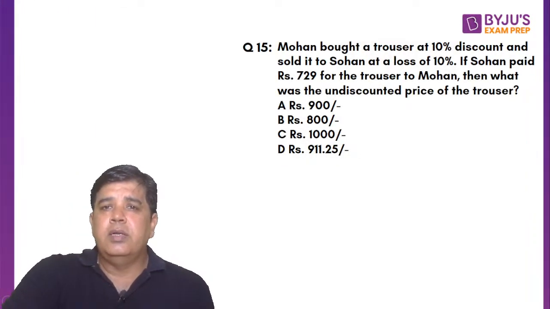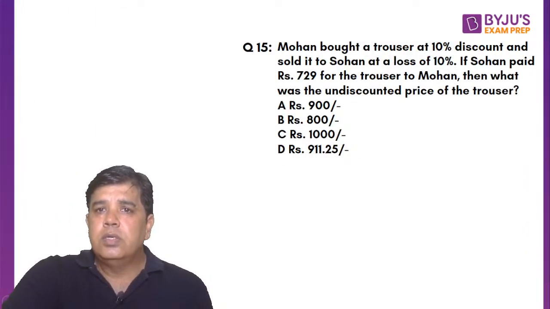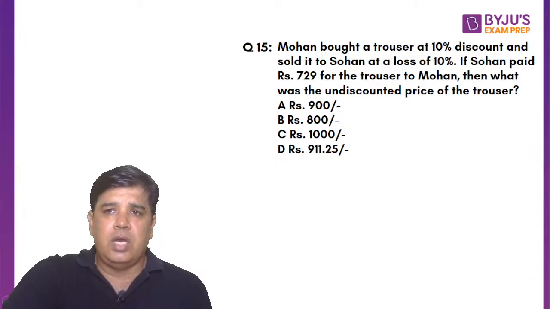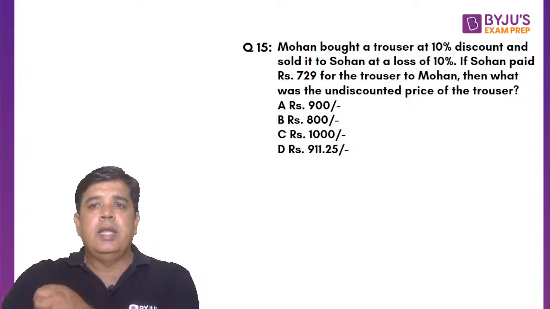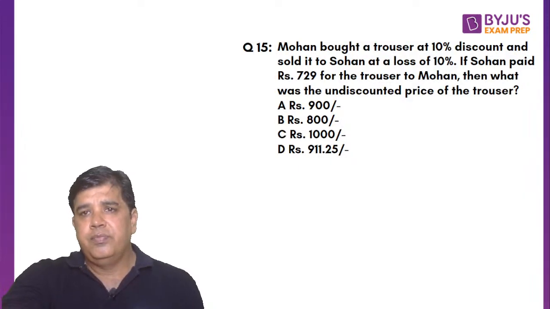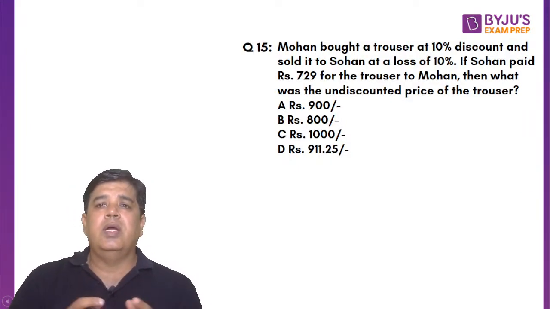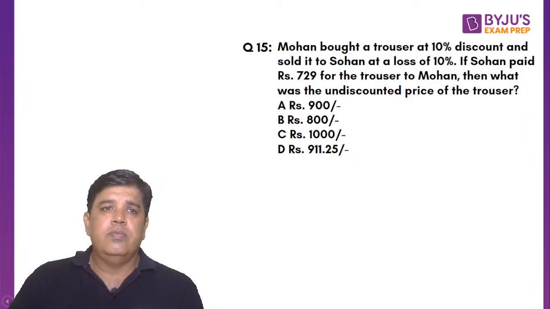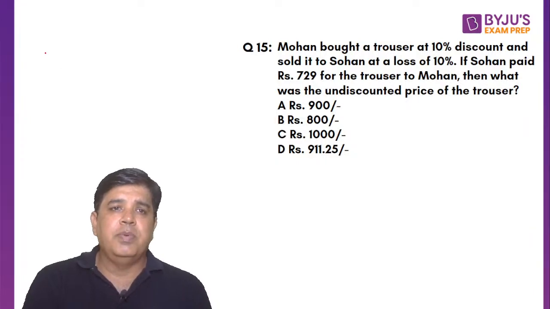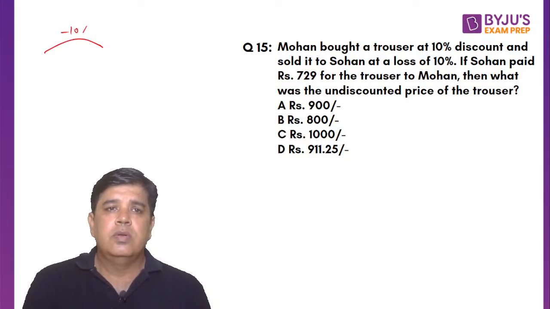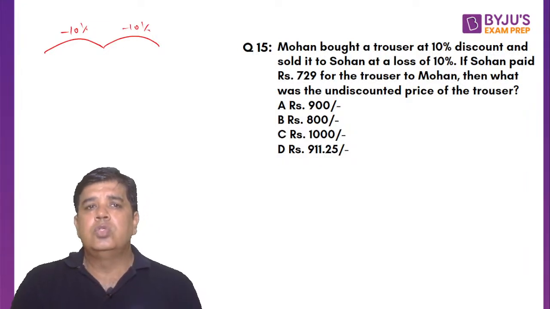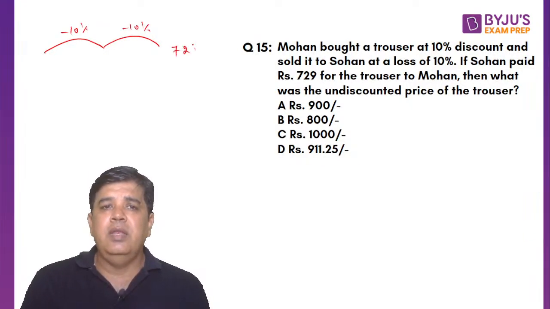Mohan bought a trouser at 10% discount and sold it to Sohan at a loss of 10%. So Mohan bought a trouser at 10% discount. He sold at 10% loss. Sohan paid 729, right? So what was the undiscounted price?